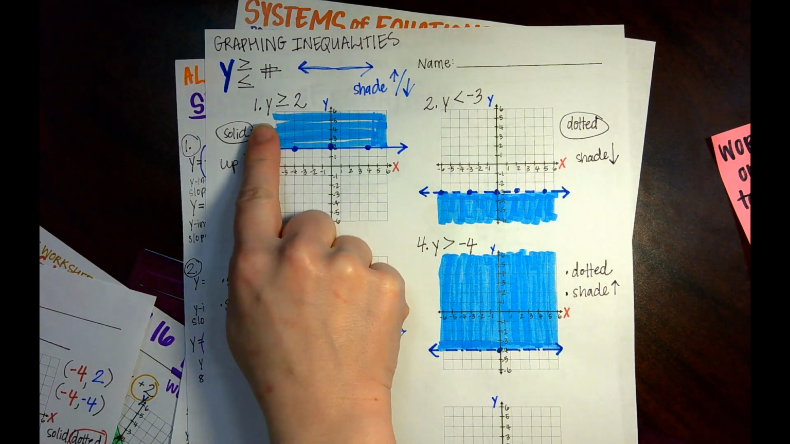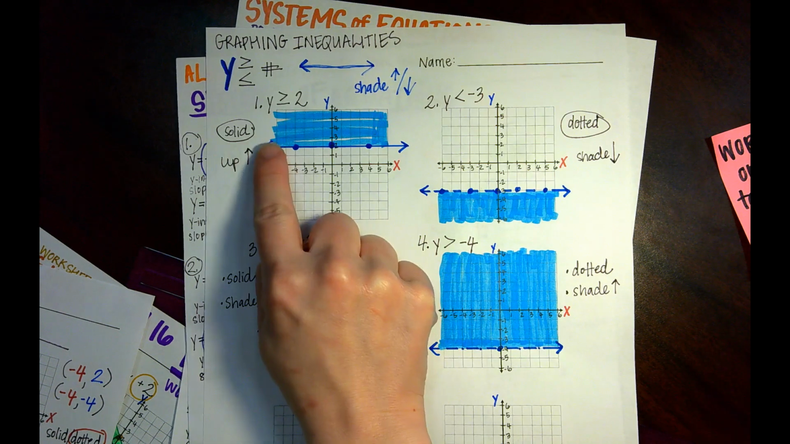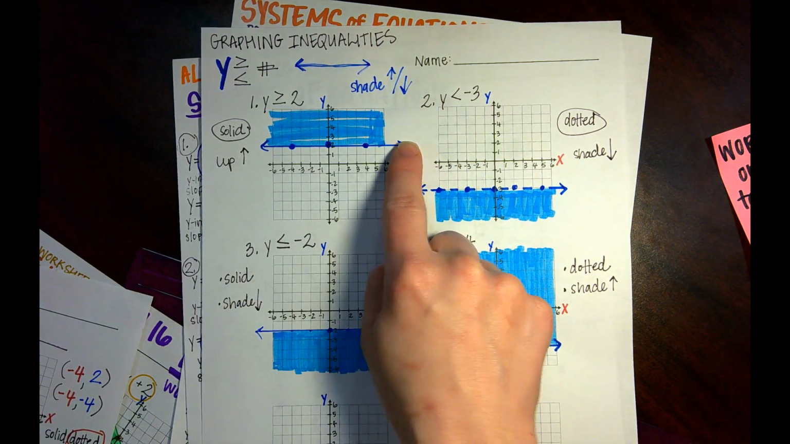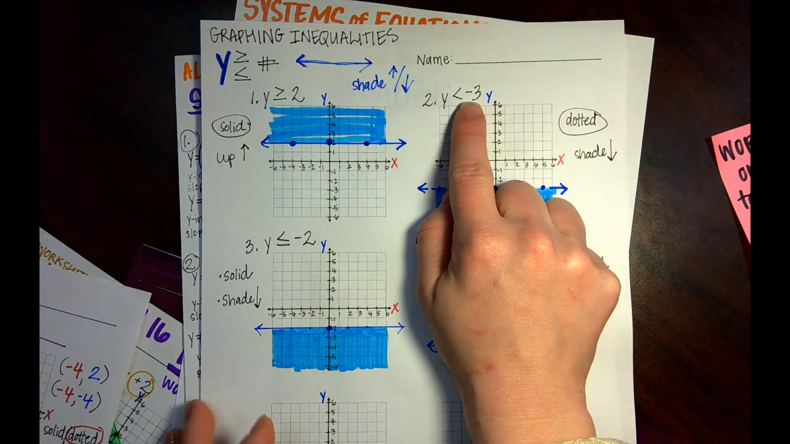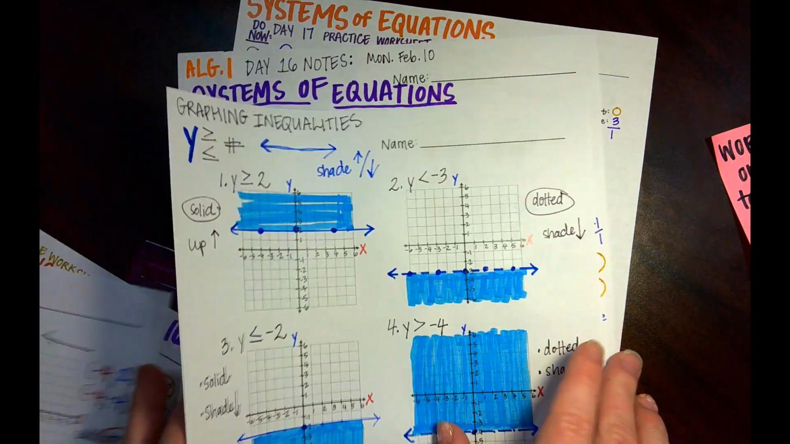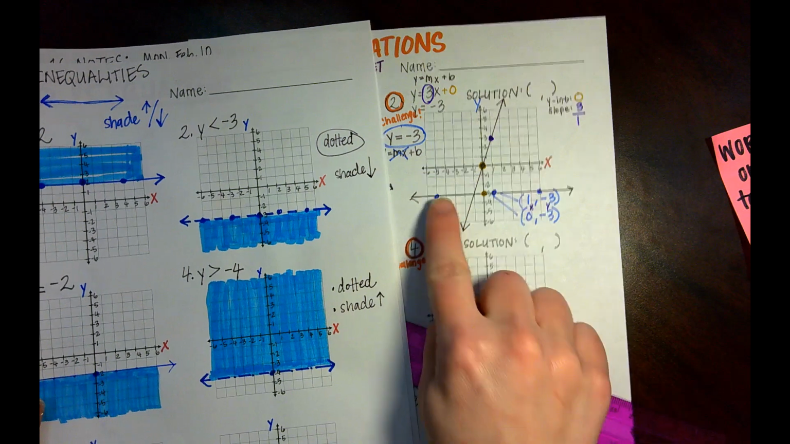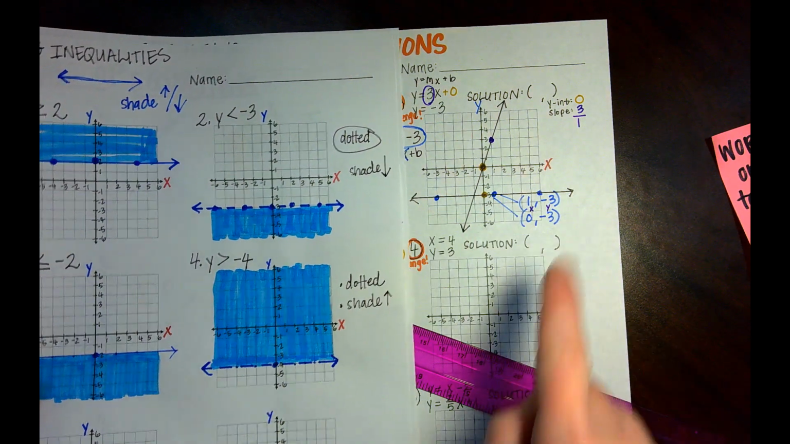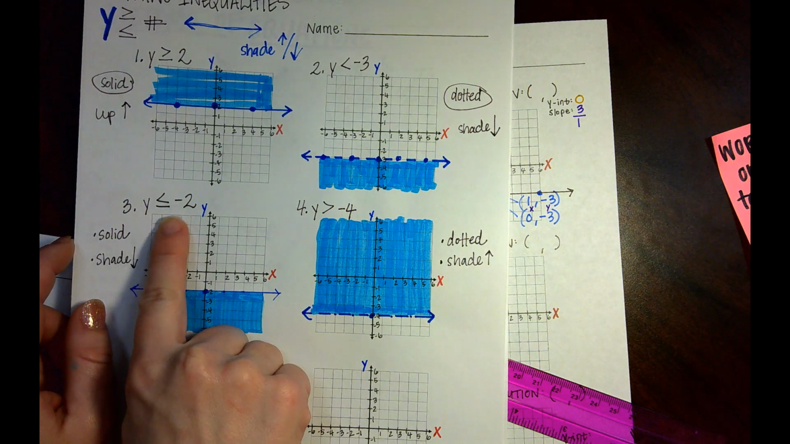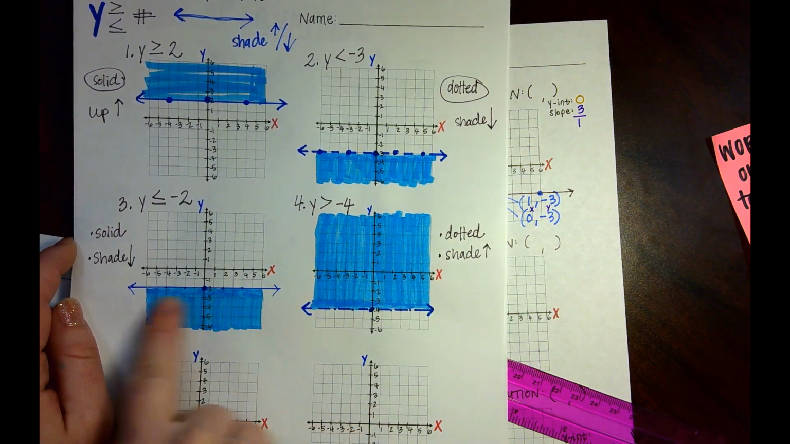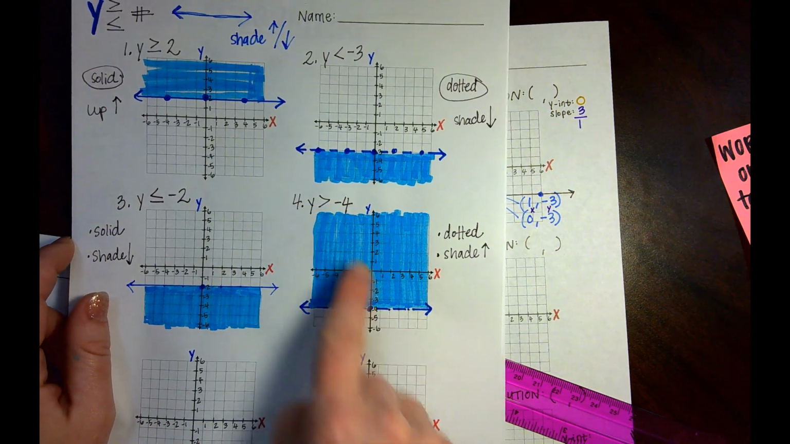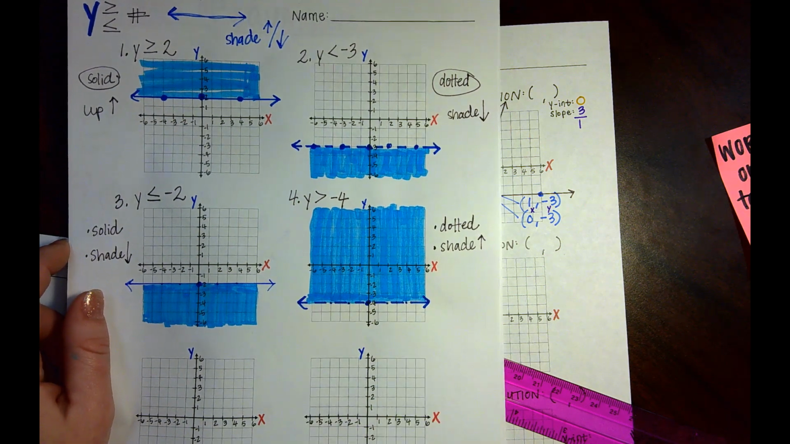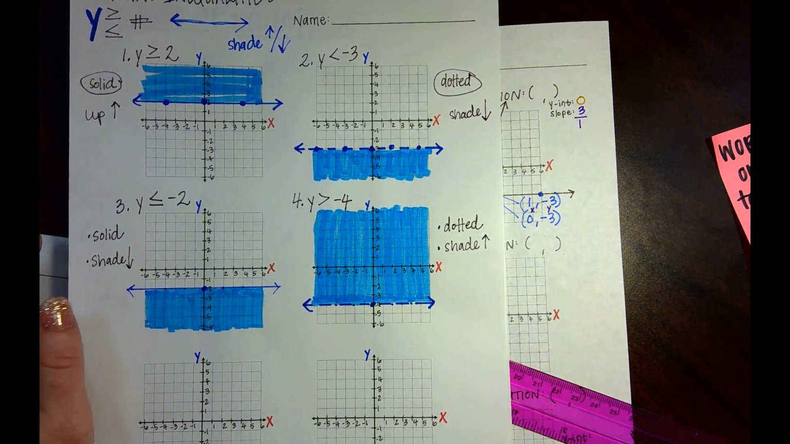I've got, for example, y equals 2. That would be a straight line going through 2 on the y-axis. Y equals -3. That's actually the same one we just did. See that? It goes through -3 on the y-axis. Y is negative 2, negative 2 on the y-axis. Y is negative 4, negative 4 on the y-axis. You guys see that?